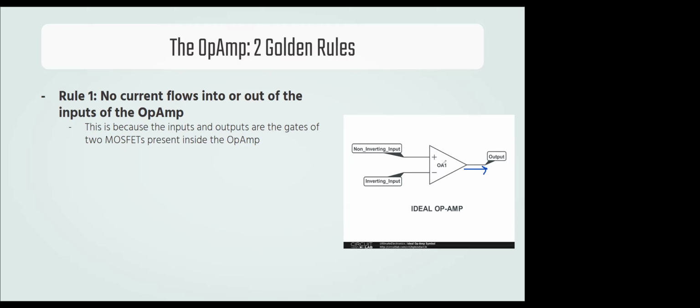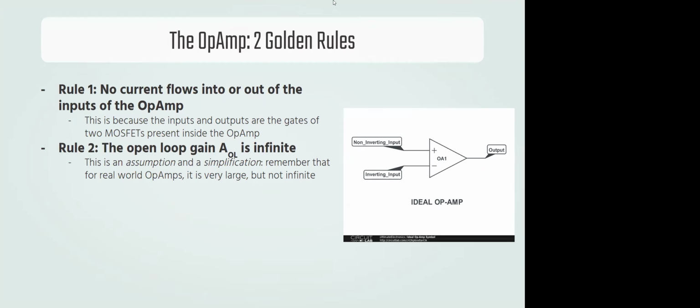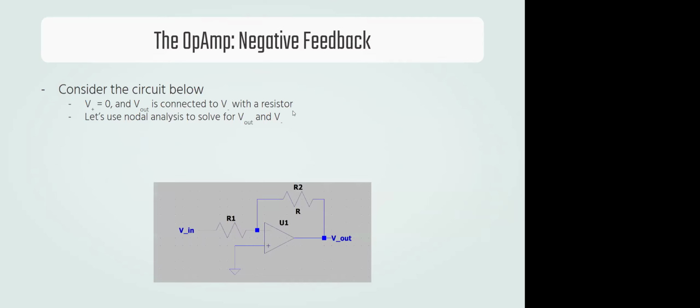And when we analyze circuits with op amps, in practice, what it comes down to is writing the Kirchhoff current law expressions with the input terminals and assuming that no current goes into there. That's a very important thing to remember. And even for real world op amps, this is the case because in practice those terminals are the gates of some MOSFETs. And so current can't flow into there. And if any current does, it's a very small amount. The other assumption, golden rule that we make is that the open loop gain is infinite. It's an assumption and simplification, but even for real world op amps, it's very, very large.